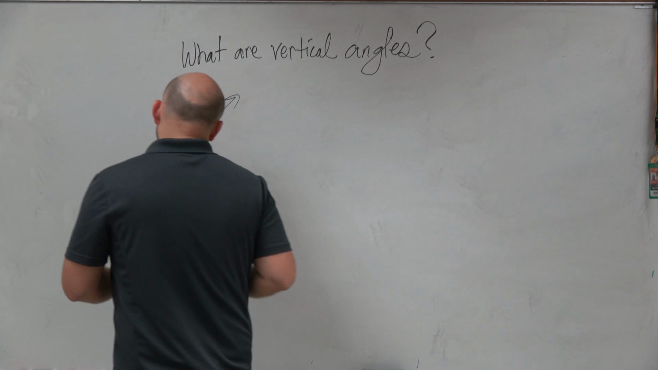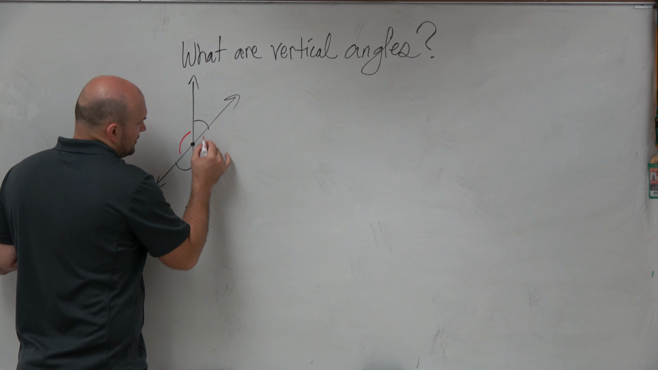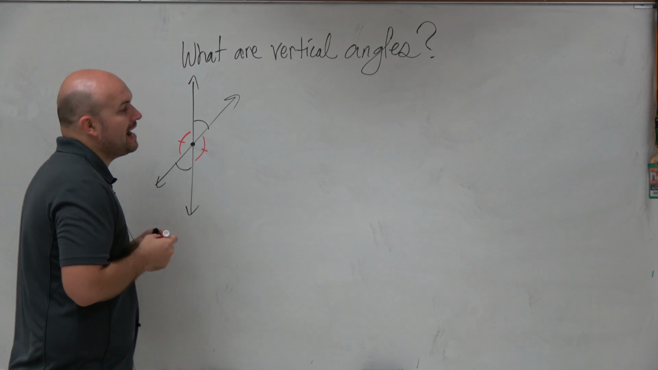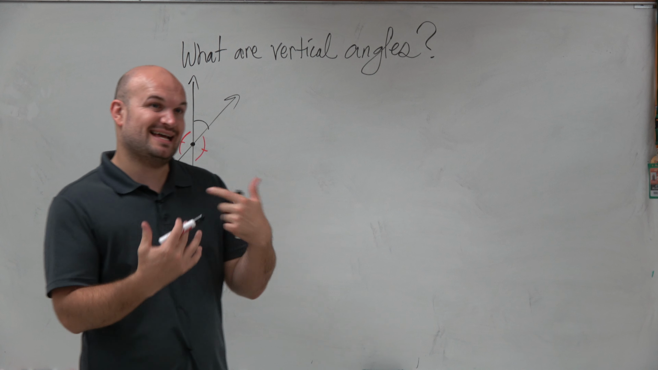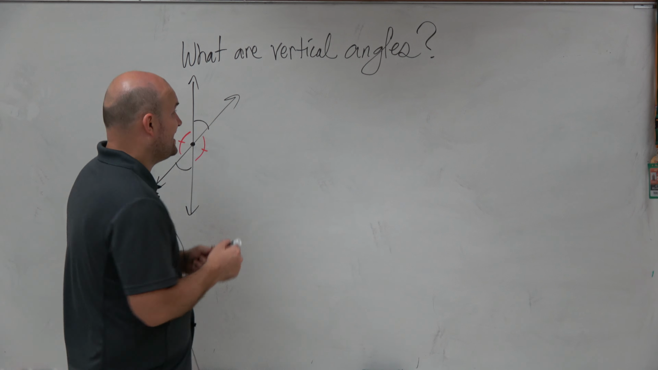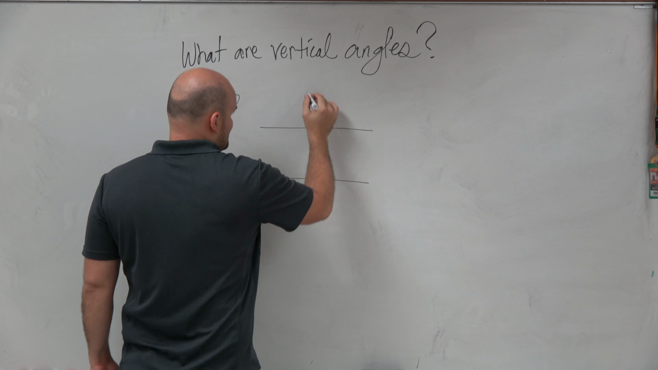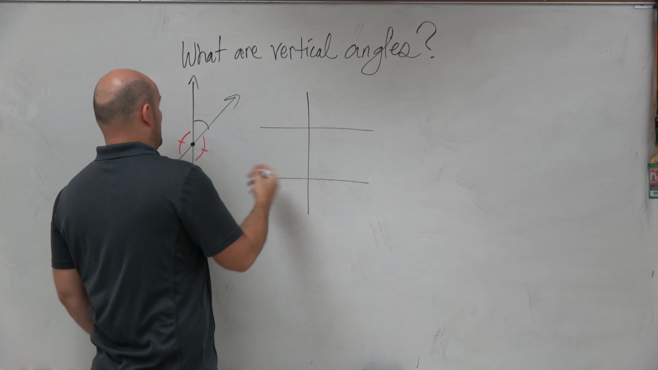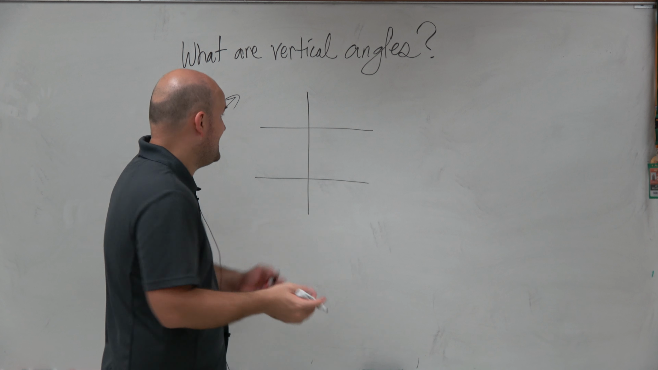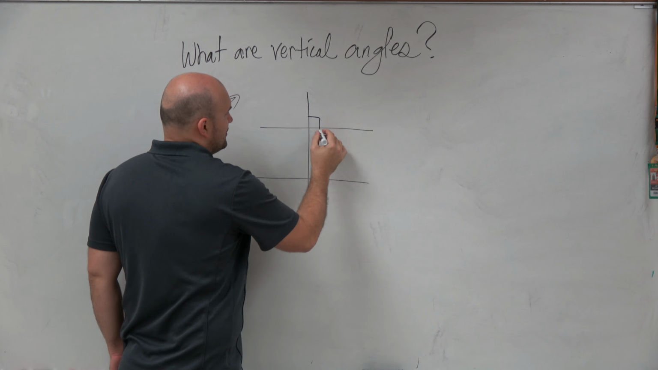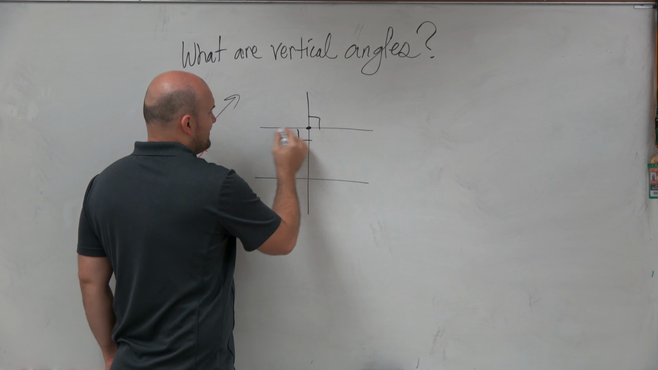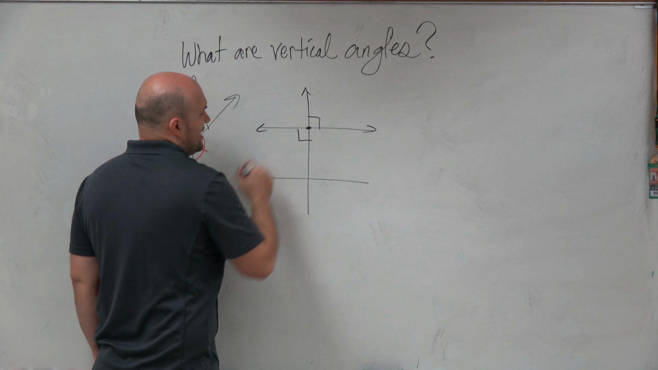Another way people remember vertical angles is that they're opposite of one another, on each side of the vertex. And this doesn't matter how many intersections I have or how perfect those intersections are. It doesn't matter for right angles, measures, and so forth. Any time we have intersecting lines, those angles are going to be vertical.